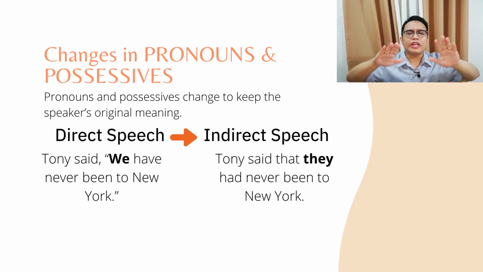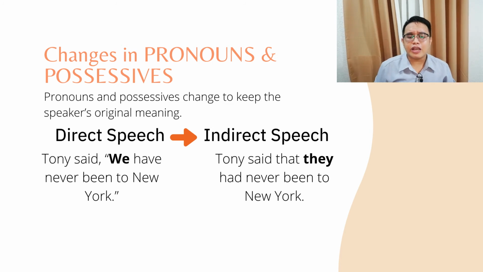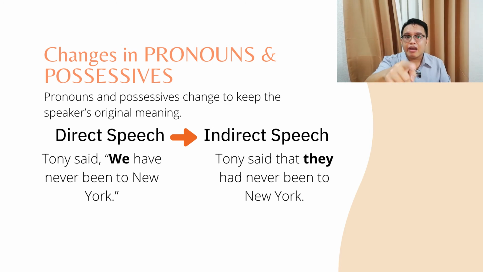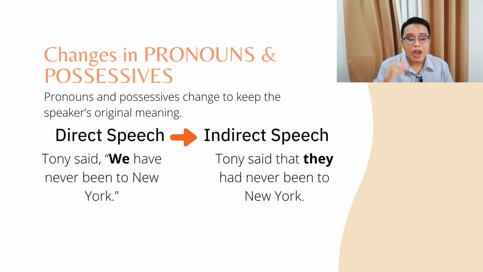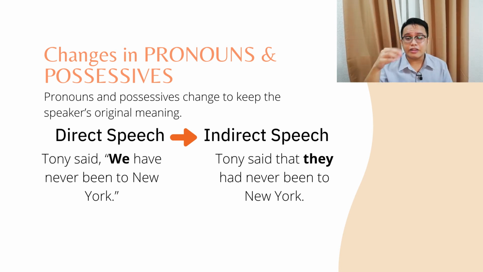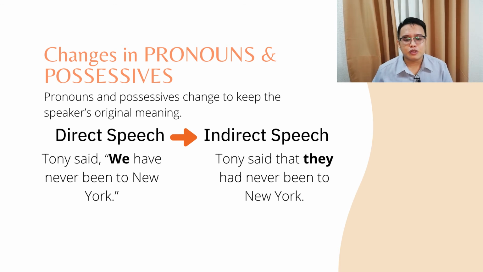When we convert that one into indirect speech, mao siyang Tony said that they. Kawala man tay labot nilang Tony. When we report that speech, we say, Tony said that they had never been to New York. Klaro na ninyo. Ang we, from the we there, we change the we to they. And they becomes, of course, nailis na siya and mao na atong dapat gamiton. That's the one that we should be using for our indirect speech.